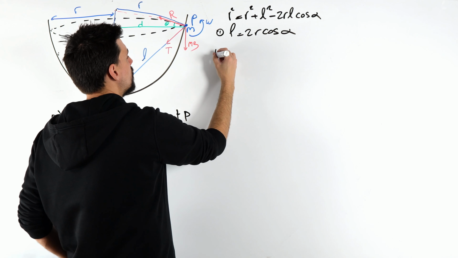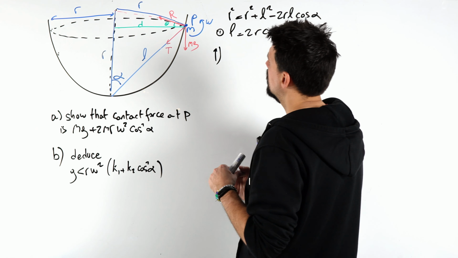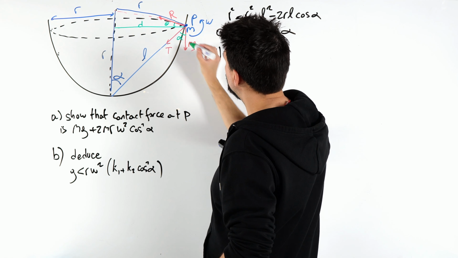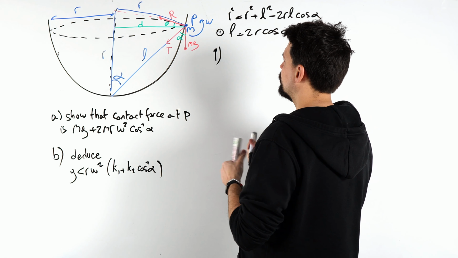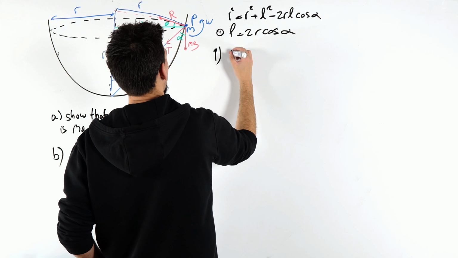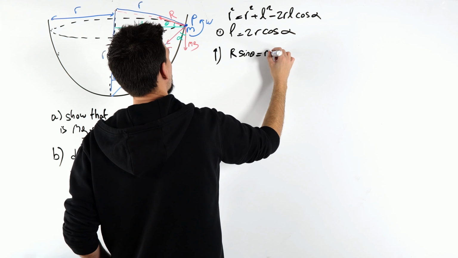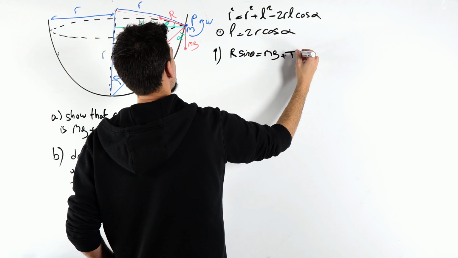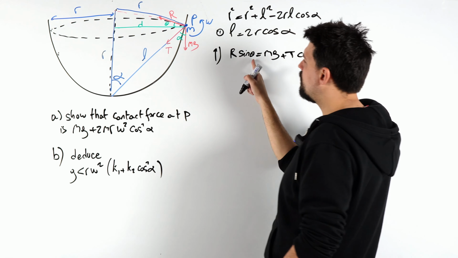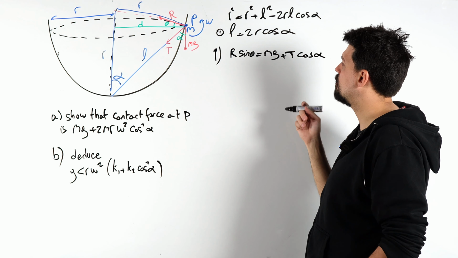So let's look at forces this way. The other thing that is quite clear from this is that that angle there is alpha as well, alternate angles. So R sine theta is equal to mg plus T cos alpha. We're going to want to get rid of this theta in a second, obviously, because my target doesn't have a theta in it.